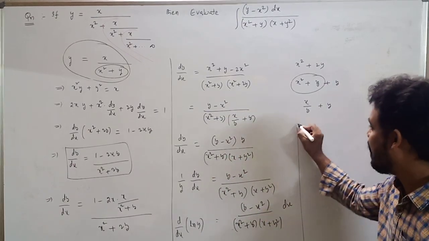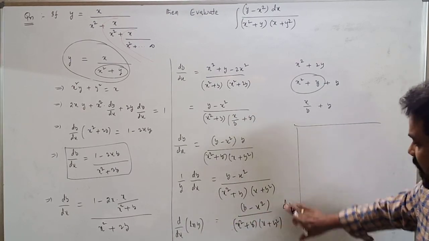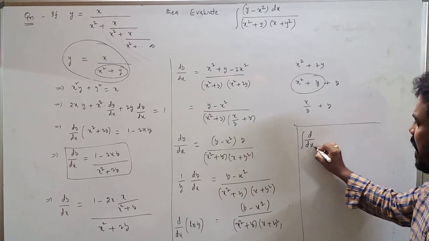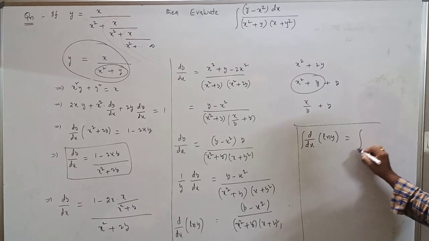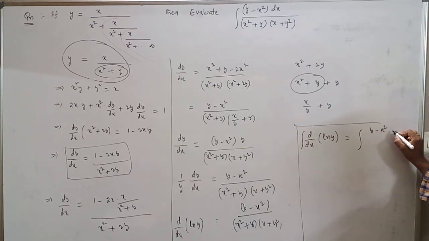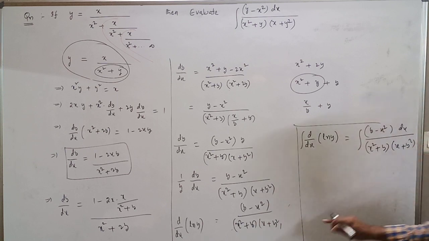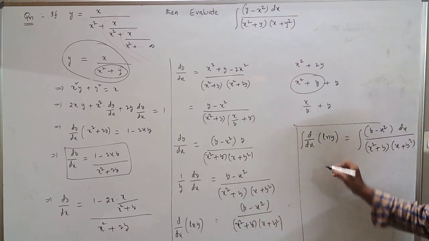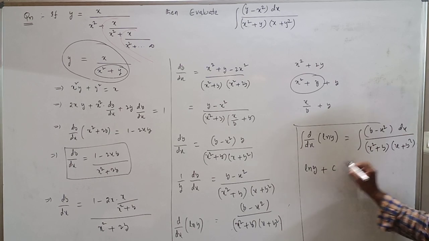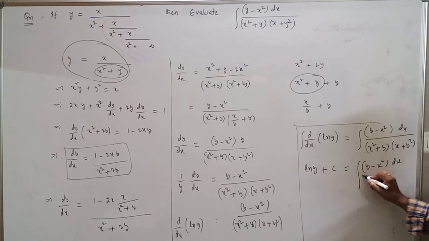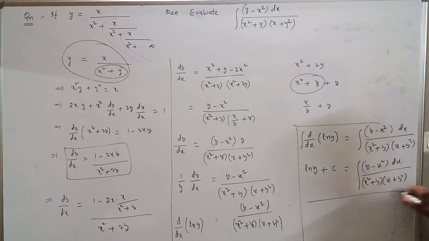Now, after writing like this, you apply integration on both sides with respect to x. That implies integral d by dx of ln y is equal to integral (y minus x square) dx by (x square plus y into x plus y square). Of course, dx is there. Now it will be what, sir? ln y plus some constant is equal to integral (y minus x square) dx by (x square plus y into x plus y square).